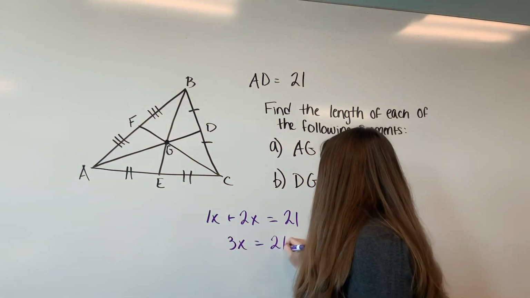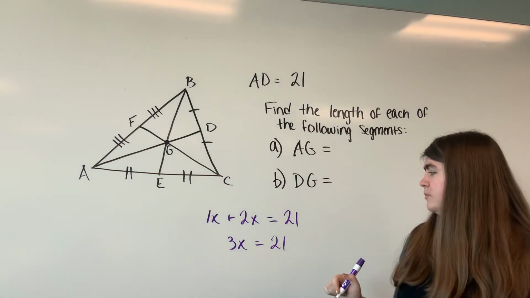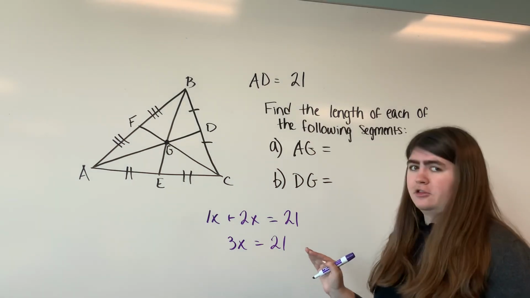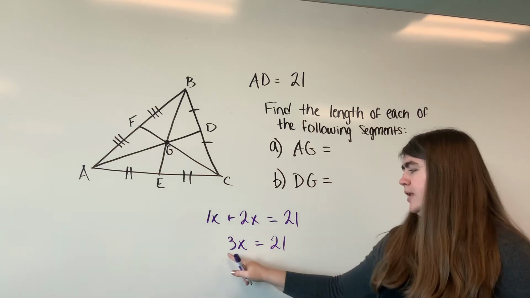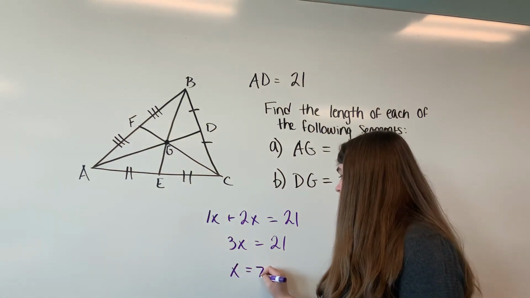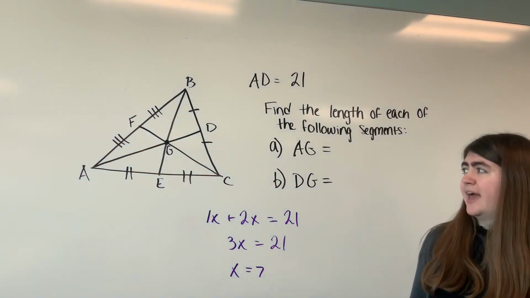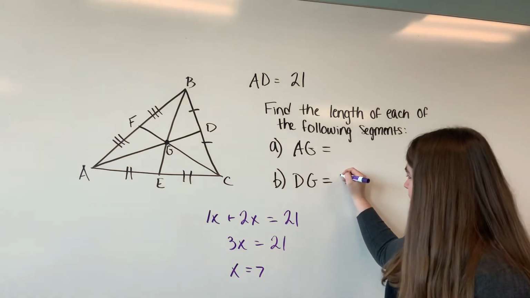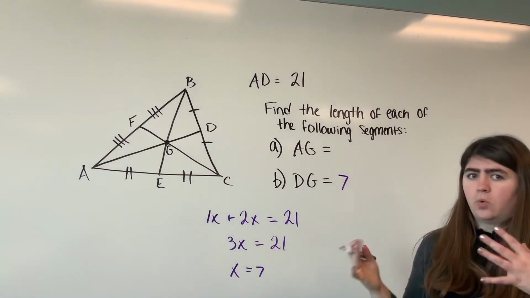And I picked a number that's relatively easy to see where this is going, so you might be able to jump ahead. But if we divide out the 3 on both sides, that gives you that x is equal to 7. You should be able to tell from the image that DG is the shorter of the 2 lengths. So DG is equal to 7 because that's our 1 part.